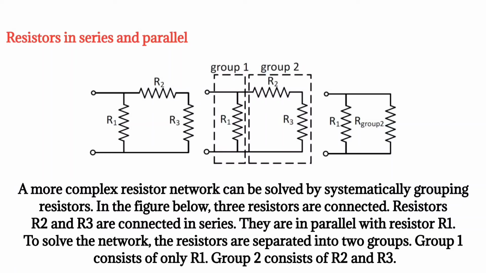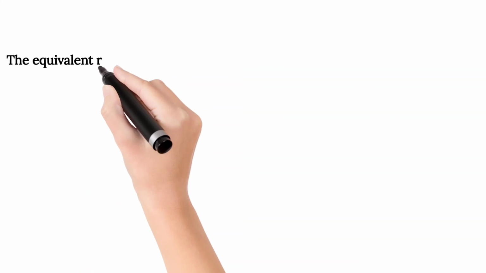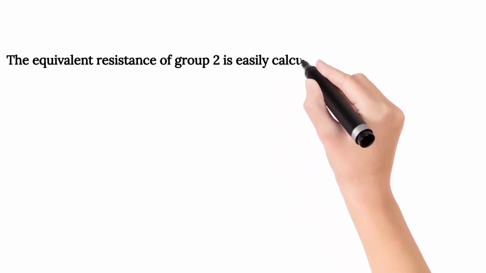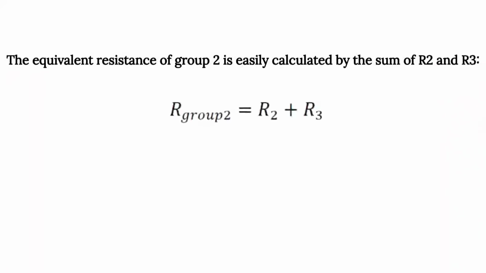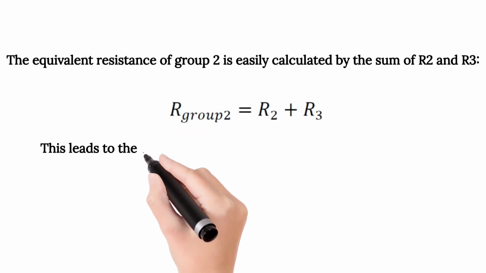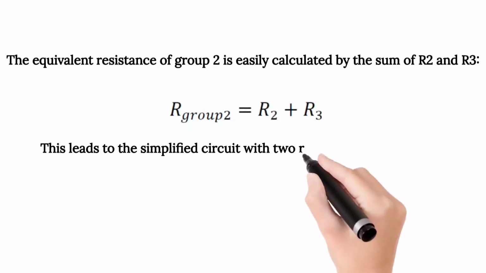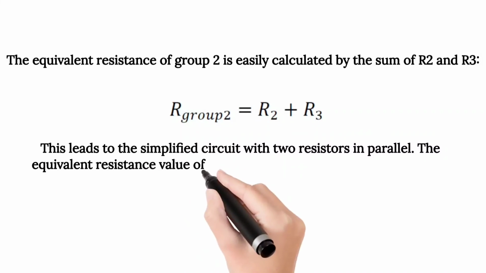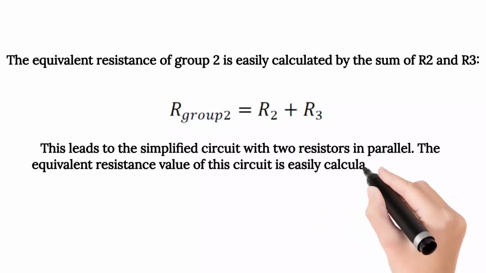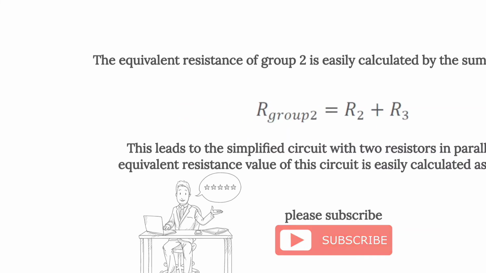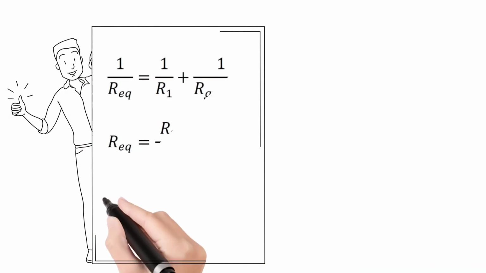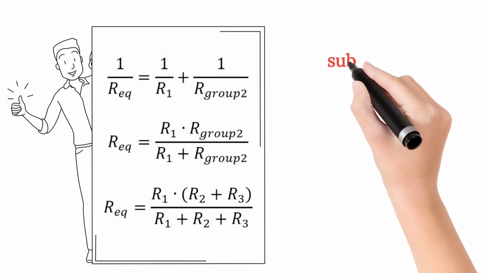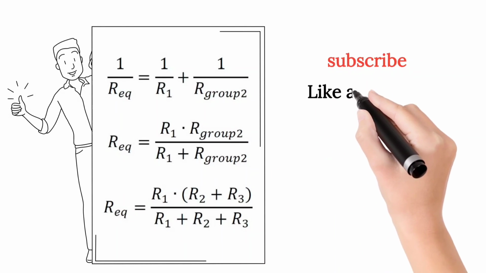Group 1 consists of only R1. Group 2 consists of R2 and R3. The equivalent resistance of group 2 is easily calculated by the sum of R2 and R3. This leads to the simplified circuit with two resistors in parallel. The equivalent resistance value of this circuit is easily calculated as follows. By using simple mathematical calculations and further simplification, we get the equation for the equivalent resistance.